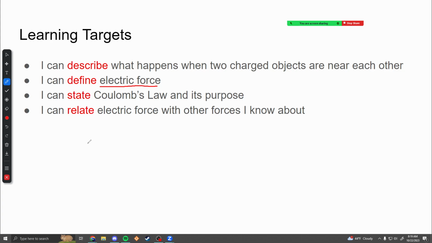So we remember the gravitational force is equal to this. You'll notice that when we do Coulomb's law, or the equation for electric force, it will have a similar form to this.